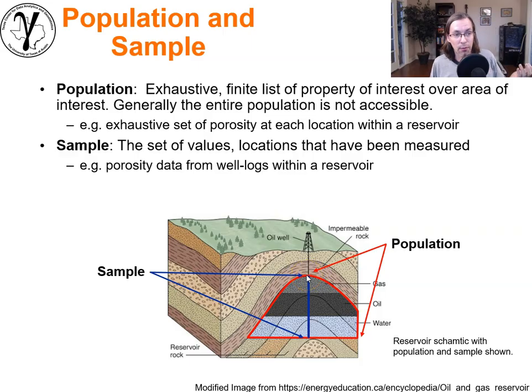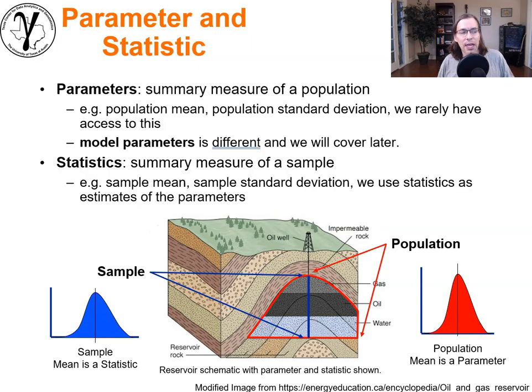Now, I'll say it right now, and I'm going to say it over and over again in this course. We typically sample only about 1/trillionth volumetrically of the reservoir directly. So expect the sample to be very different from the population. Now, when we're talking about population, sample, and the information from them, we're now talking about parameters and statistics. A parameter is a summary measure of the population. So a population mean, the arithmetic average over this entire finite set of values at sufficient resolution, population standard deviation, and so forth. We rarely have access to these population measures.